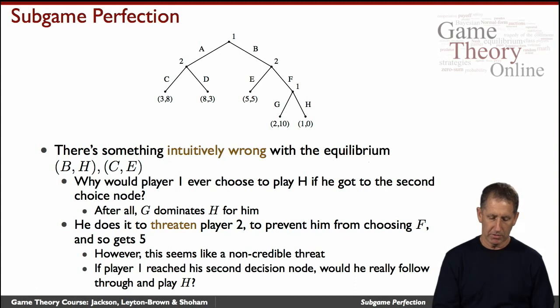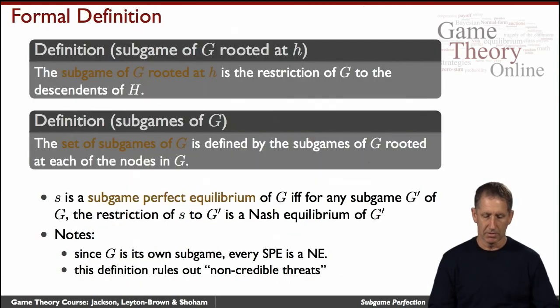And the way to understand it is by claiming that by going down H here, player 1 is threatening player 2, telling him, listen, do not consider going down here because I'm going to go down here, and you would get a 0, so you'd better go here and get a 5. That is what player 1 is saying to player 2. But this threat is not credible, because in fact it would not be in their interest, so I believe that player 1 actually would go down here. And so, how do we capture this in a formal definition?